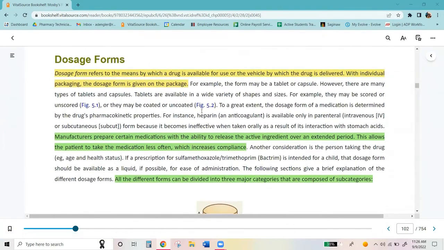Dosage form refers to the means by which a drug is available for use or the vehicle by which the drug is delivered. With individual packaging, the dosage form is given on the package. For example, the form could be a tablet or capsule. However, there are many types of tablets and capsules. They're available in a wide variety of shapes and sizes. They can be scored or unscored, meaning they have a line in the middle of them, or they may be coated or uncoated.